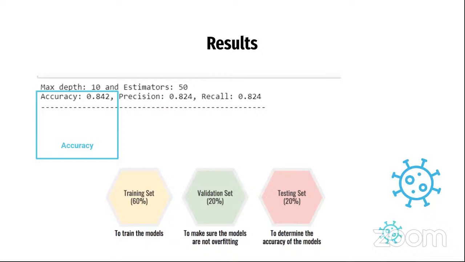84%. When you give the machine learning model information about the country, like the total cases and the death rates, it's going to be able to predict 84% of the time if this country is having a low death rate or high death rate.